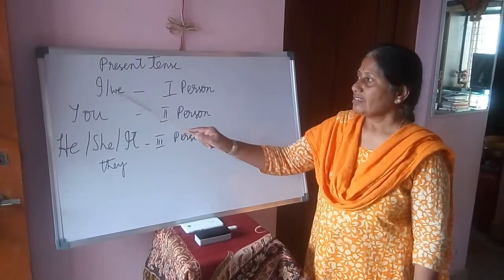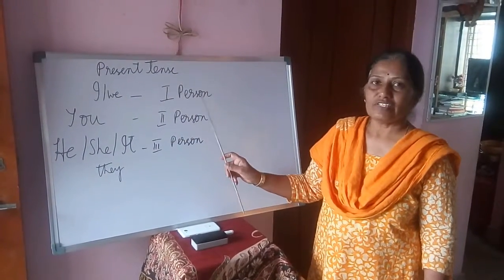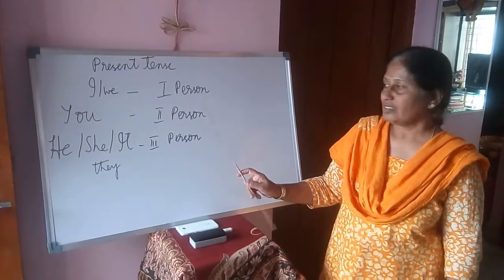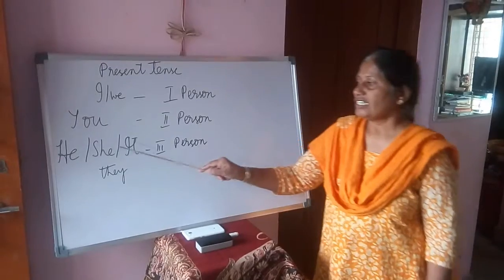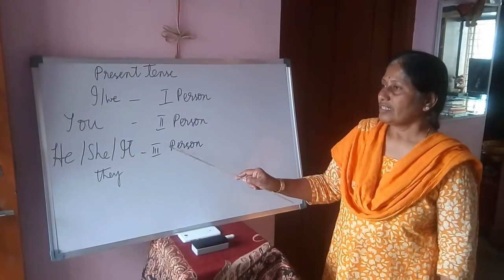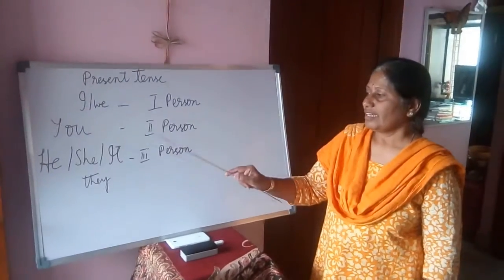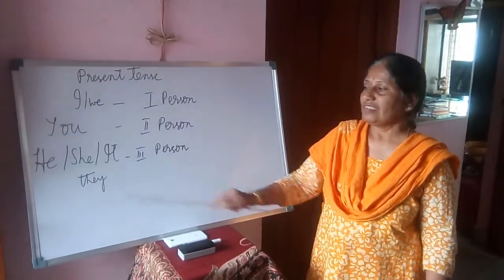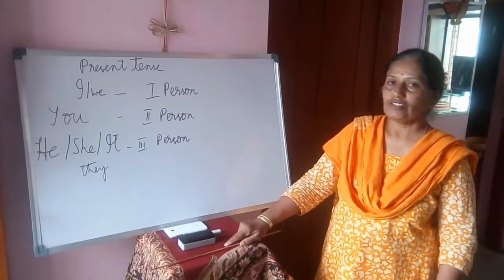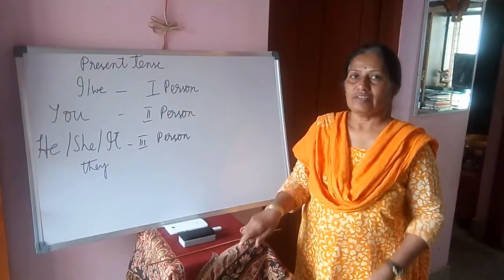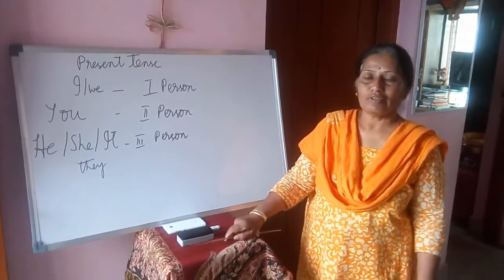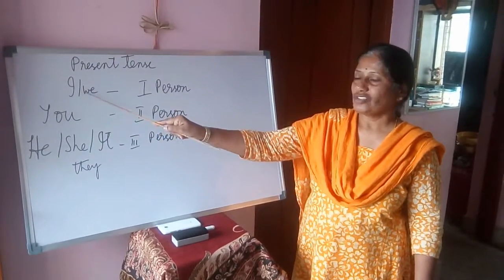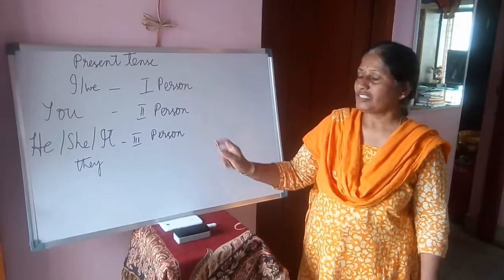Like I and we is called first person. You is called second person. And he, she and it are third person. And the plural form of it is they. When I talk about myself, I, and the plural form of I, we. So these two make first person.